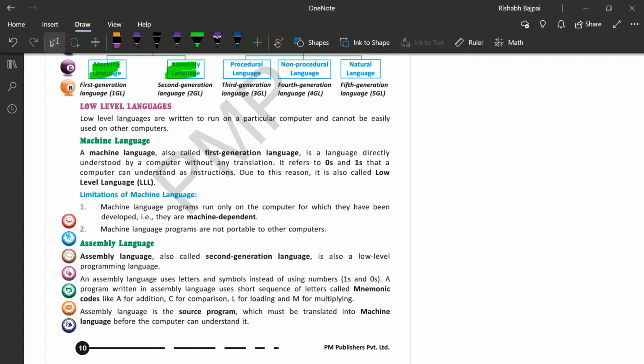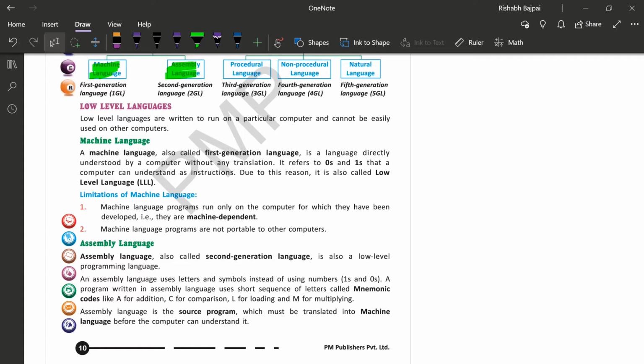So what is machine language called? Machine language is also called first generation language because it was used in the first generation. In the same manner, assembly language was used in the second generation. That's why assembly language is also known as second generation language.